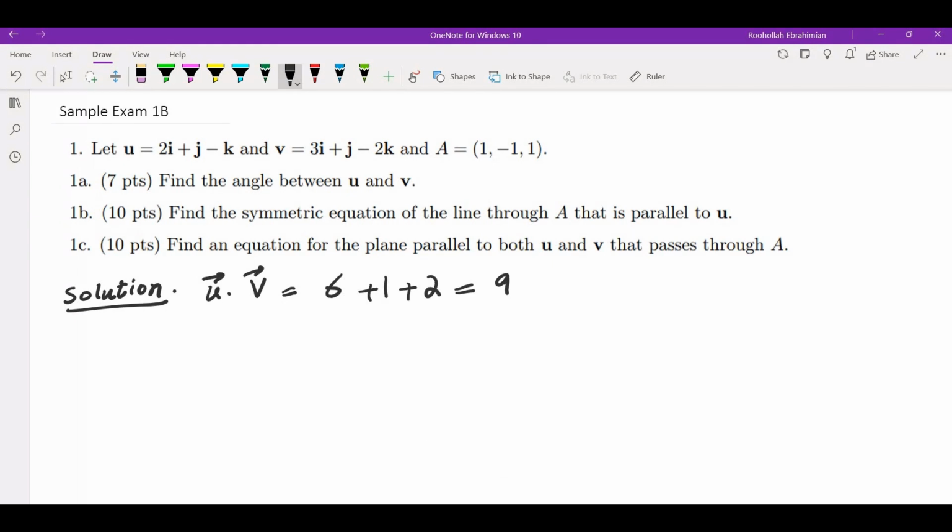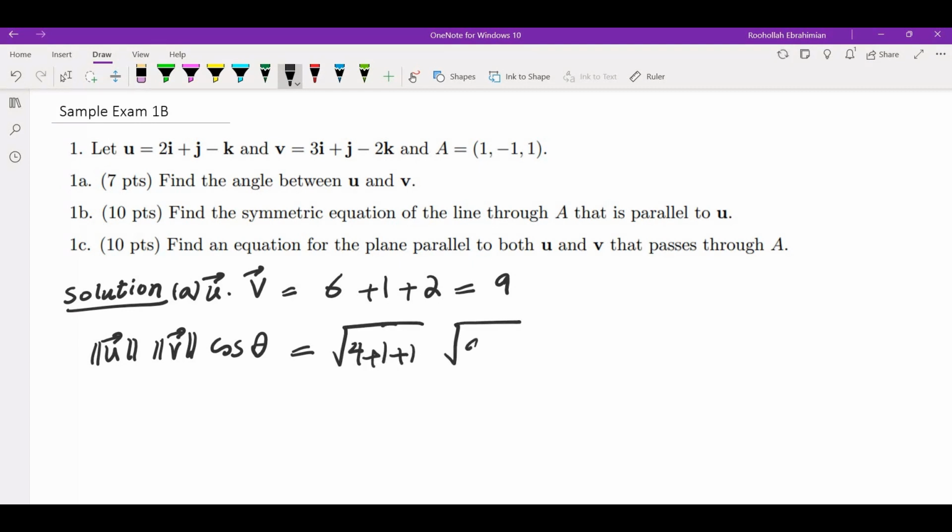And then we have to find the magnitude of u. So this is part A. Magnitude of u times magnitude of v times cosine of the angle. So magnitude of u would be root 4 plus 1 plus 1. Magnitude of v would be root 9 plus 1 plus 4. And then times cosine of theta.